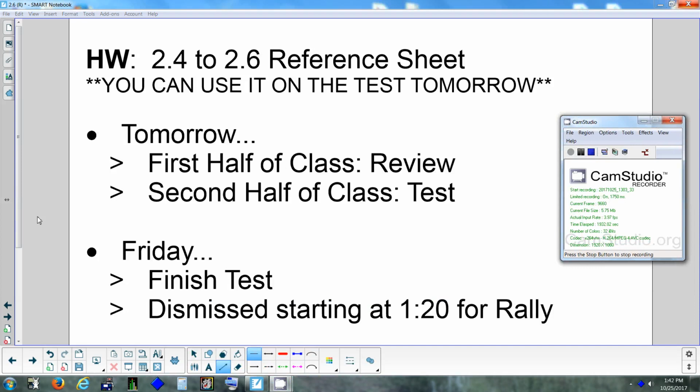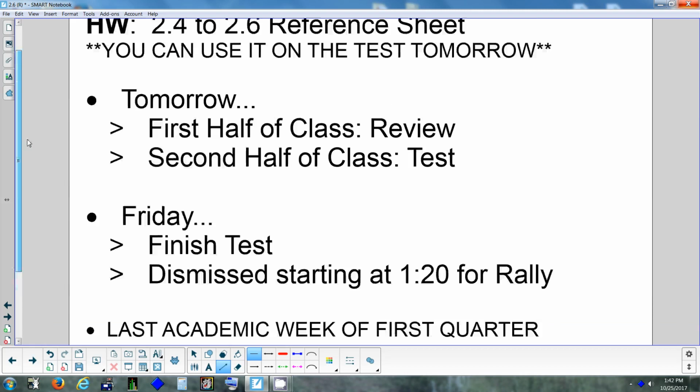We're going to get dismissed. They'll start making announcements at about 1:20 on Friday, right at the start of period 8, to start dismissing us to the football field for the rally. At that time, if you haven't finished the test, you're going to make arrangements with Mr. Hager to make sure you can finish over shop week.